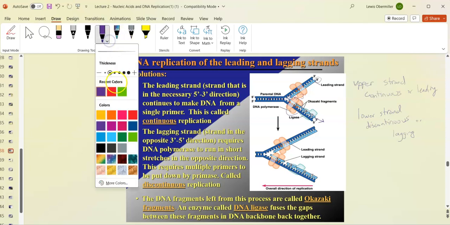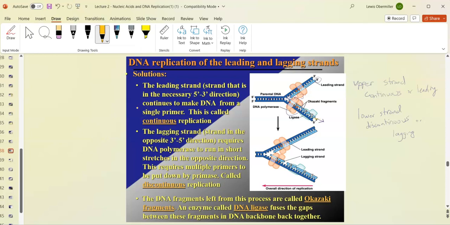Let me change colors. So it has to build a short piece, right? And once it's done that, it has to hop back, build another short piece, hop back, build another short piece, hop back, and so on and so forth. Because the polymerase has to keep hopping backwards, it can't continuously replicate this lower strand.